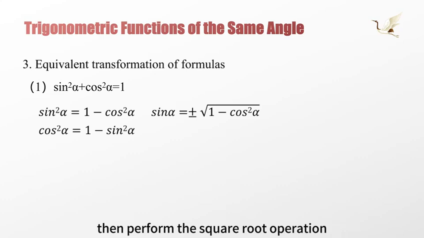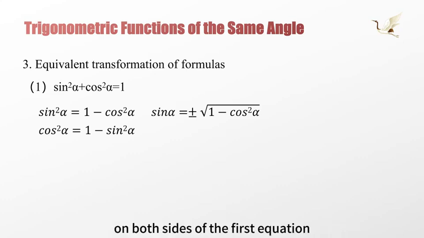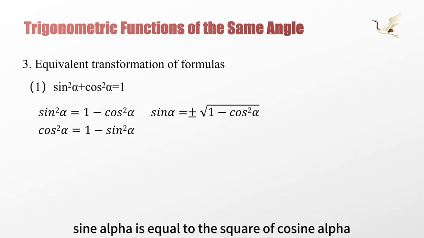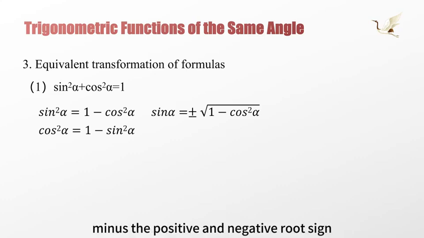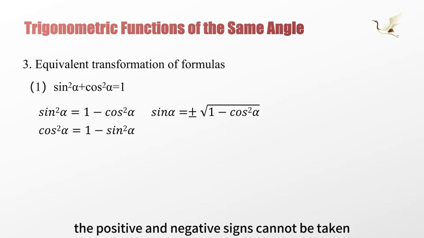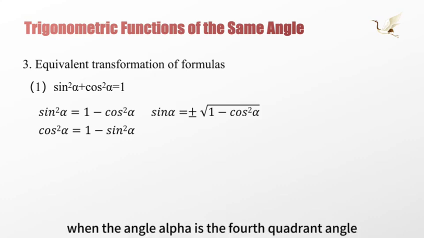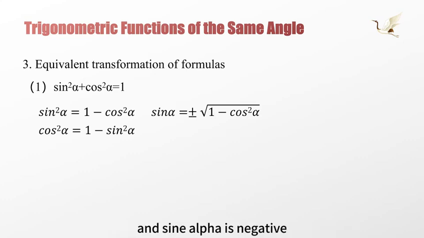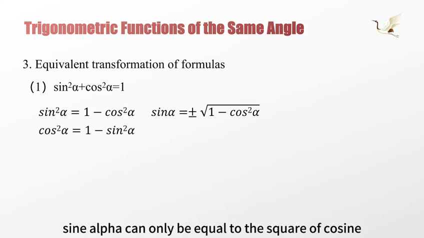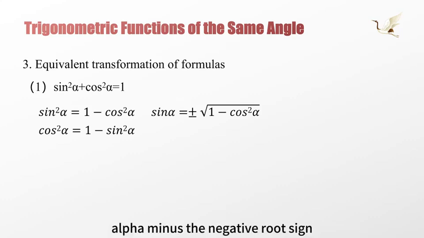Then perform the square root operation on both sides of the first equation. Sine alpha is equal to plus or minus the square root of 1 minus the square of cosine alpha. The positive and negative signs cannot be taken at the same time, because it is limited by the quadrant where alpha is located, and only one of the two can be taken. For example, when the angle alpha is a fourth quadrant angle and sine alpha is negative, sine alpha can only be equal to the negative square root of 1 minus the square of cosine alpha.